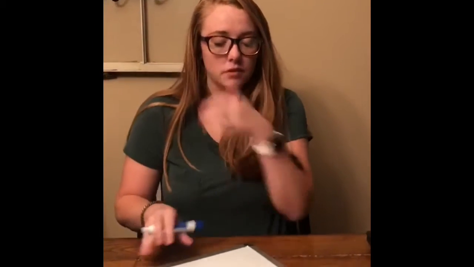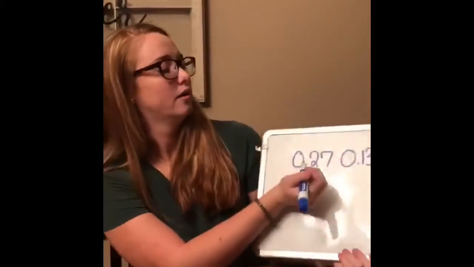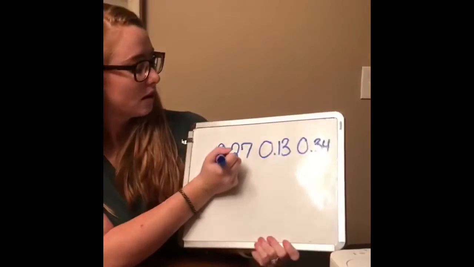So let's do another example. Okay, so now this one, we are going to do greatest to least, so don't get confused on that one. 0.27, 0.13, 0.4. Okay, so once again, we are going to look at the first number given.